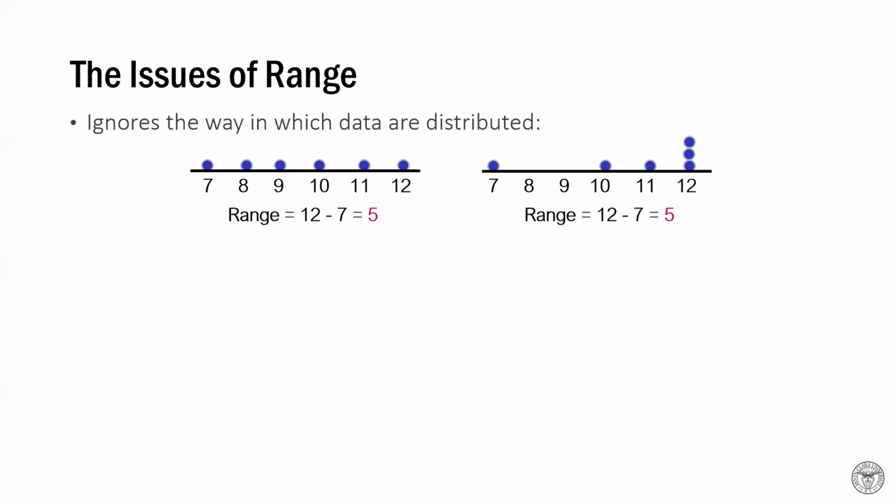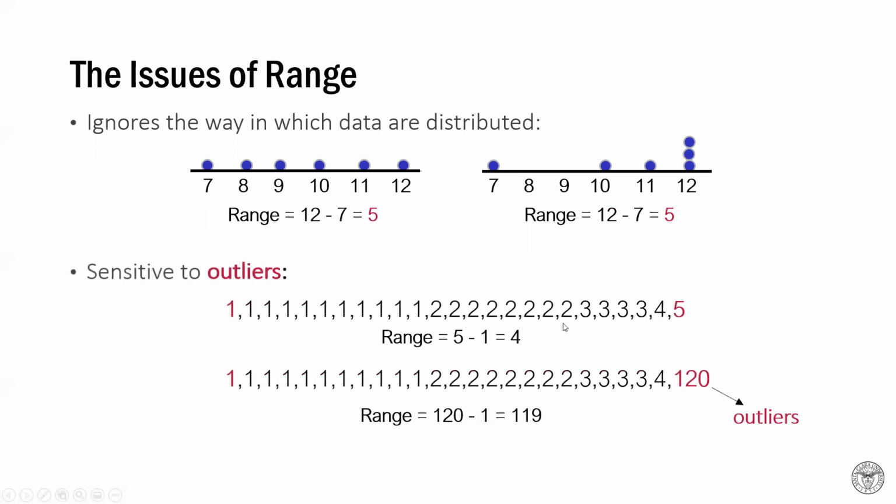For example, in these two data sets, we get the same range of 5, which is given by 12 minus 7. However, the first data set is more evenly distributed, whereas the second data is heavily left skewed. The second issue of range is that it is sensitive to outliers.